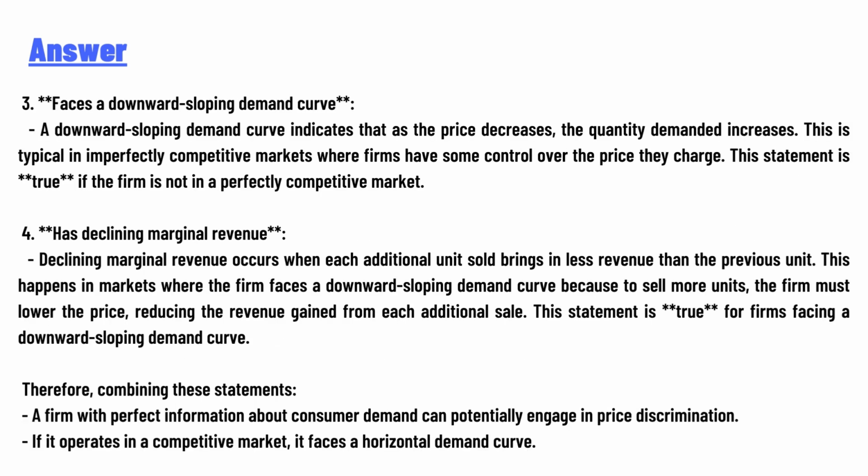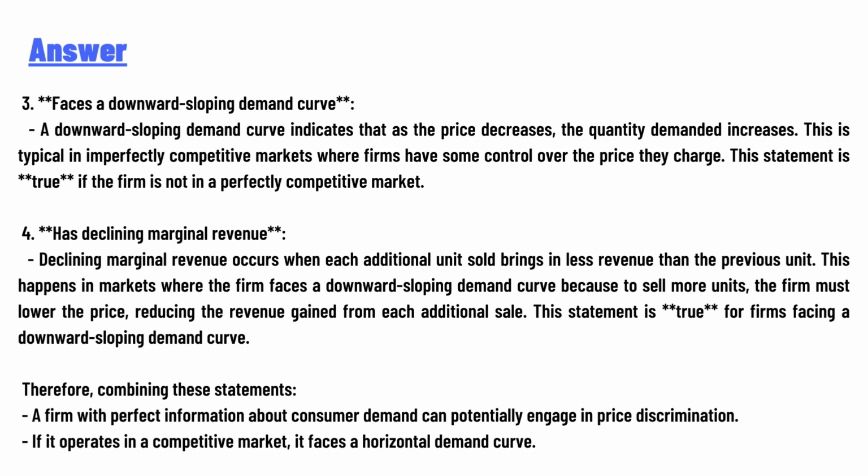Third, faces a downward sloping demand curve. A downward sloping demand curve indicates that as the price decreases, the quantity demanded increases. This is typically in an imperfectly competitive market where firms have some control over the price they charge. This statement is true if the firm is not in a perfectly competitive market.